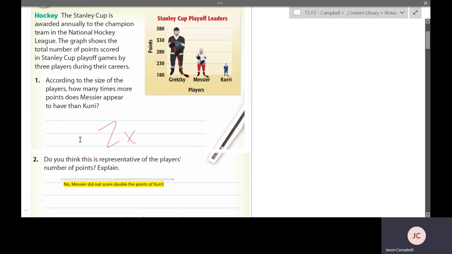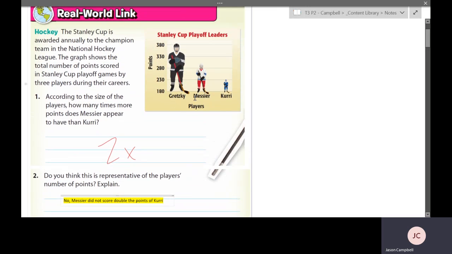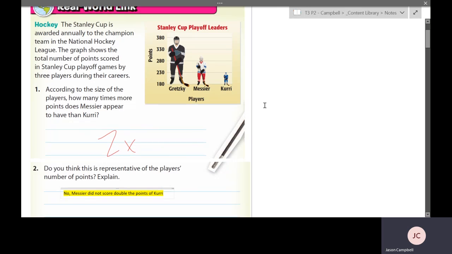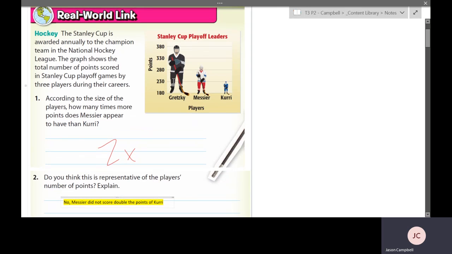Question number 3 says, what reason could someone have for intentionally creating a misleading Stanley Cup graph? Well, maybe this graph is from the Gretzky team, and they want the viewers of this graph to think that Gretzky is way better than his opponents. So that's one possible reason why they would have used a misleading graph here.